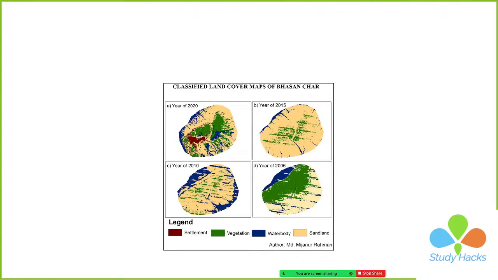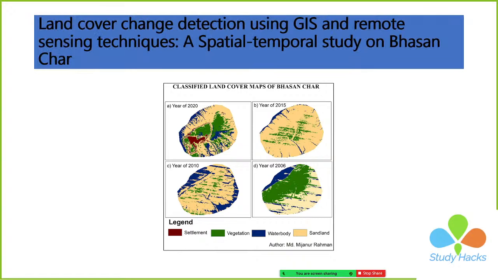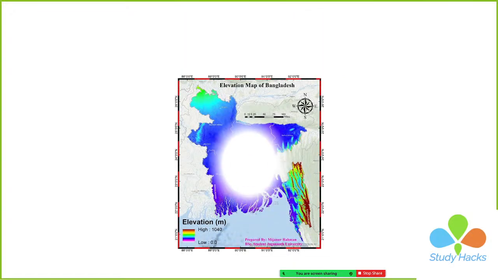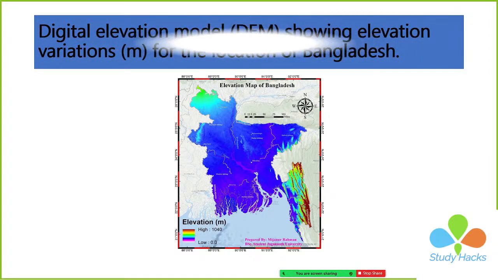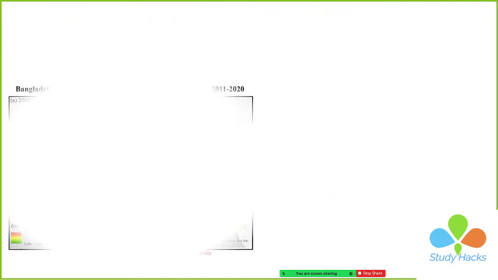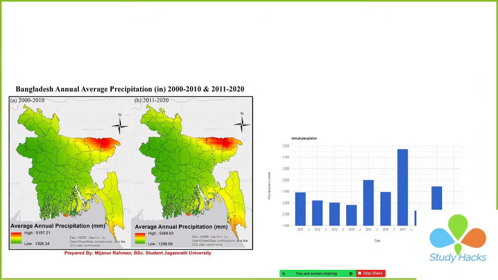Okay. So this is another thing, the land cover classification map of Bhasan Char, using the Google Earth Engine platform. So this is the elevation map of Bangladesh. We can also do this using the Google Earth Engine platform. Actually, all of the remote sensing work we can easily do using the Google Earth Engine platform, and we can get results very quickly and efficiently compared to other software, such as ArcMap or QGIS.